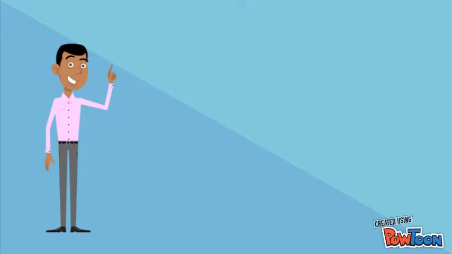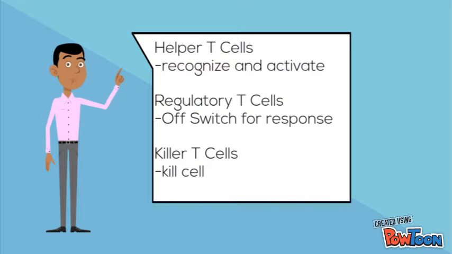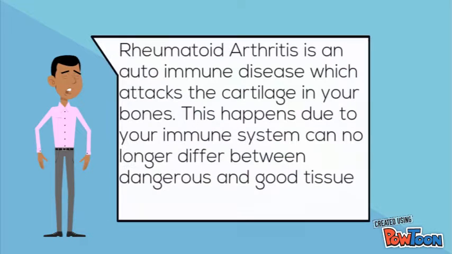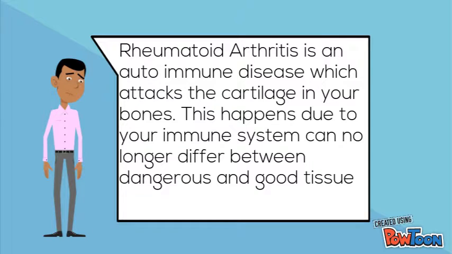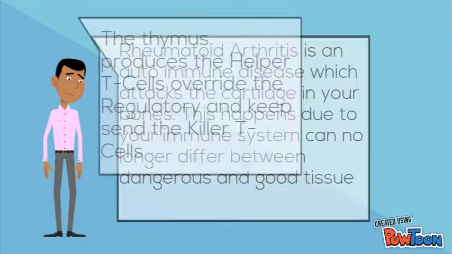The different types of T-cells are helper T-cells, which the immune system responds by activating cytokine that activates other T-cells, regulatory T-cells, which turn off the immune response, and killer T-cells, which attack and destroy the cells bearing antigenic material. Rheumatoid arthritis is an autoimmune disease. This means your immune system can no longer differentiate between good and bad tissue. It then starts to attack everything from tissue to cartilage.